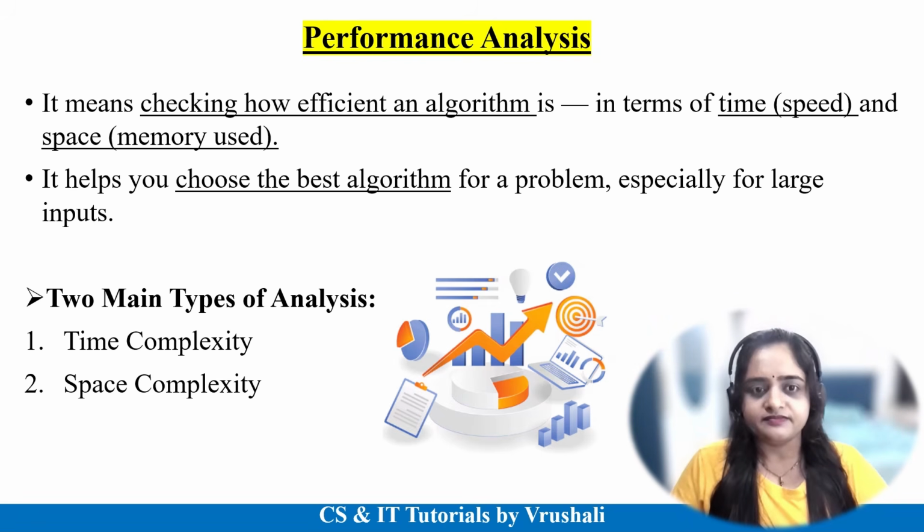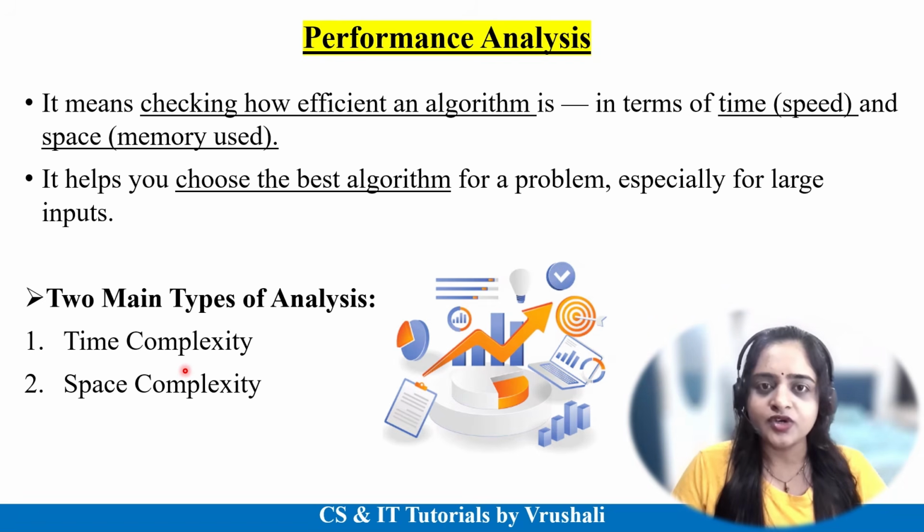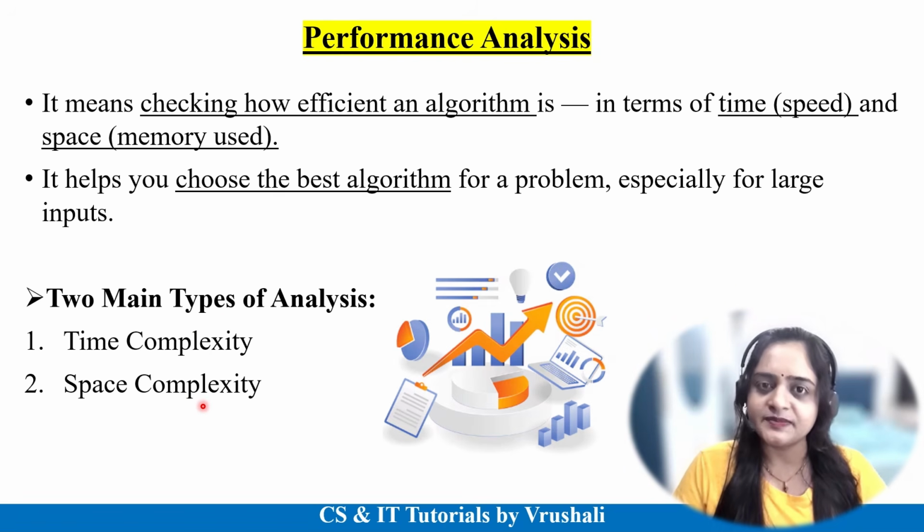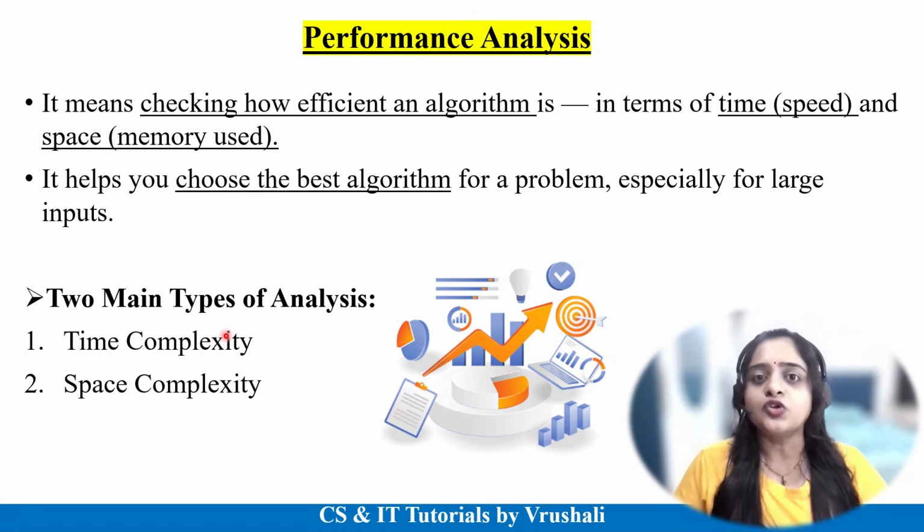There are two ways. First, analyze your program by using time, that is time complexity, and second, analyze your program by using memory, meaning how much memory is required to store a particular program, which is called space complexity. So time complexity and space complexity help choose the best algorithm for your project and your problem. So overall, performance analysis is done as per the time and the space required for your program.